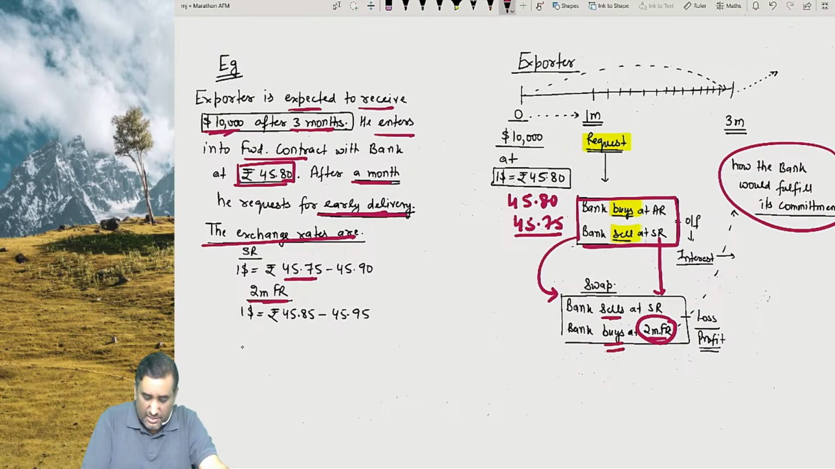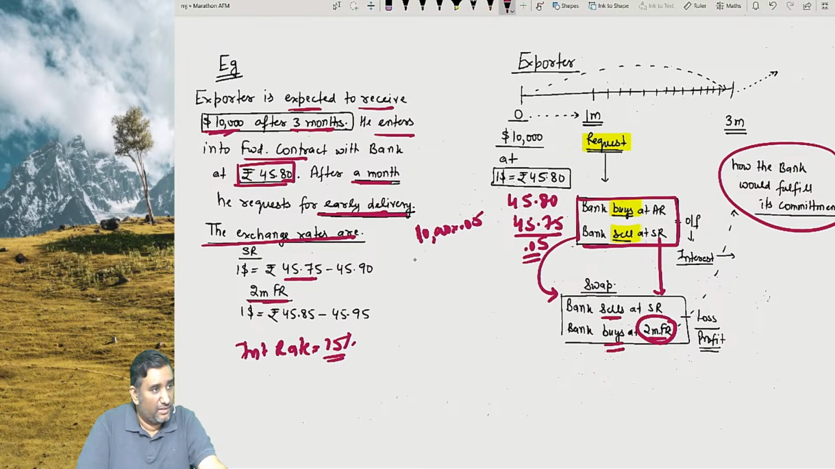We can assume an interest rate of 15% for the purpose of outflow. Outflow comes 0.05. Total outflow would be 10,000 into what? 10,000 into 0.05, and 500 into 15 by 100. How many months? Very small number would come, 12 point.